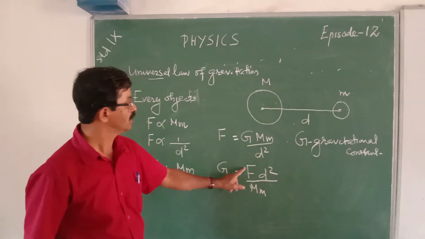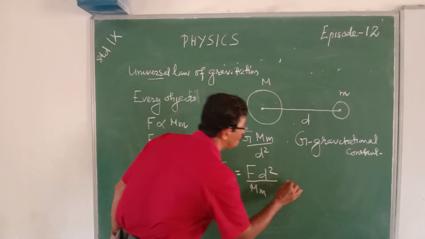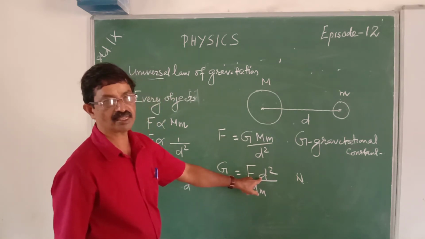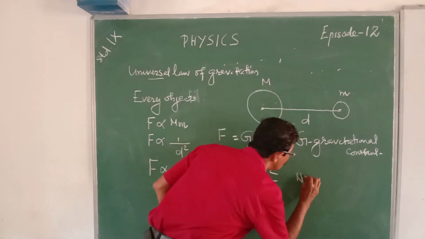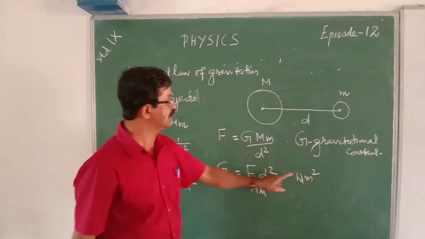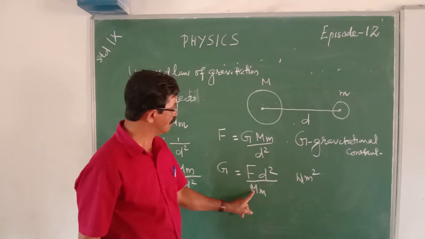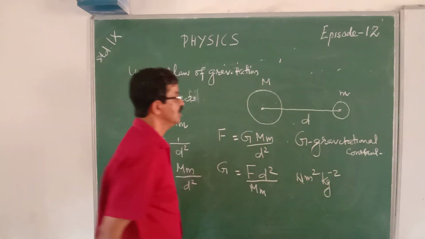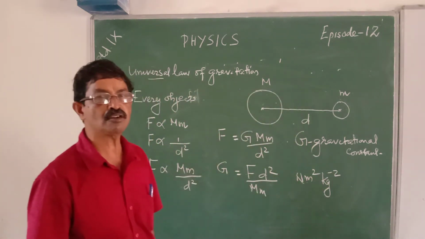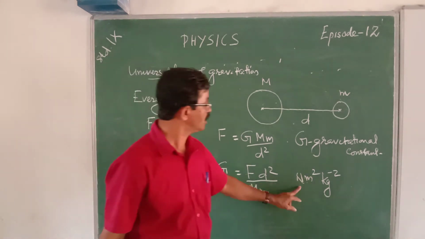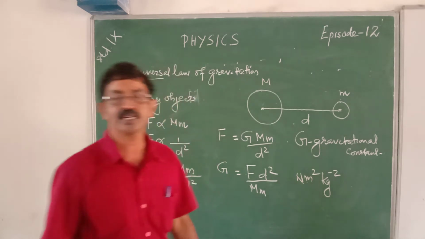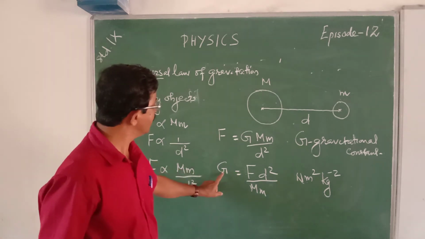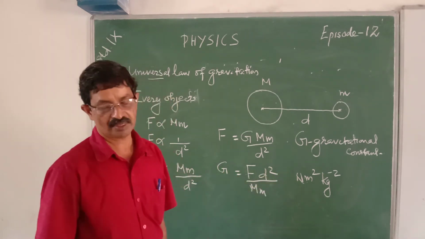Now we can write the unit of F, which means force, it is Newton, and d means distance, and its square, so meter square, Newton meter square, and M m are masses, that is kilogram square. The unit of the gravitational constant is Newton meter square per kilogram square. See, G is equal to F d square by M m.